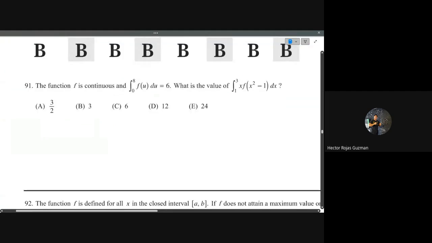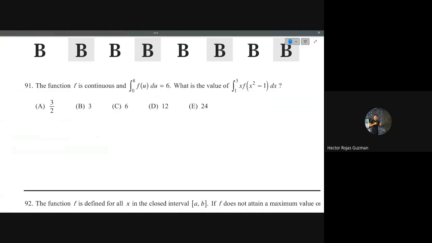The function is continuous. What is the value of the integral? Okay, so notice how we have a u right here. We're going to have to do u substitution. So u is going to be x squared minus 1. The du is going to be 2x dx. And if you divide it, we get 1 over 2x du is equal to dx. We are also going to change our limits of integration, but I'm going to do that in a bit.